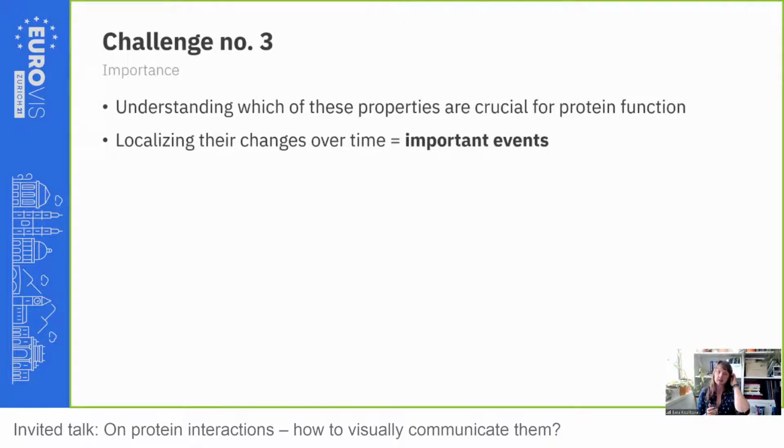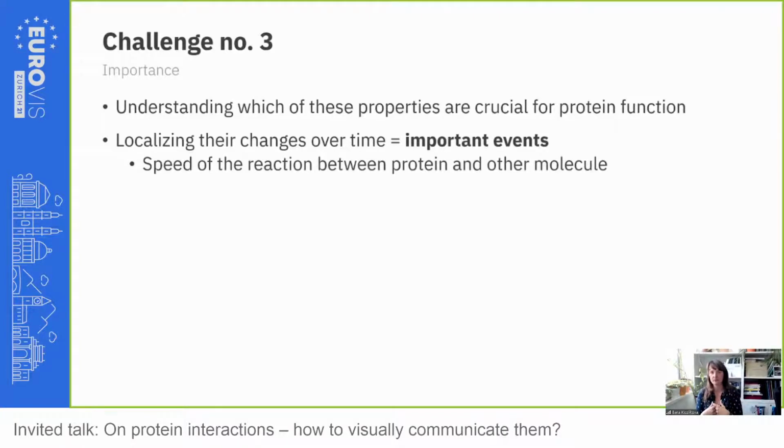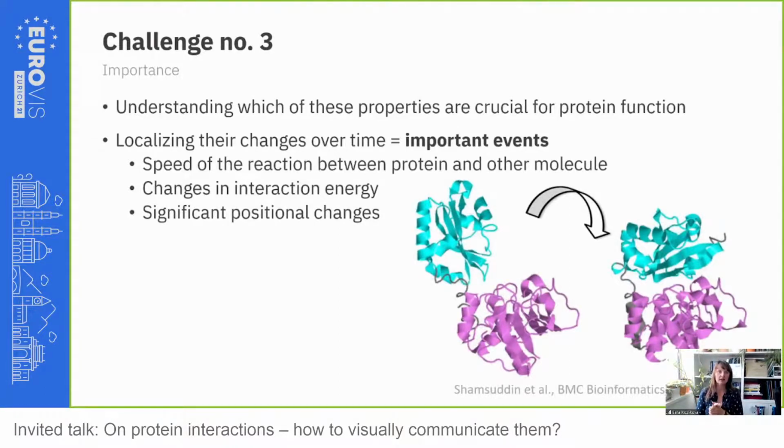And you will see that we were taking this concept also in some of our papers, which I will be discussing in a bit. So we need to figure out where some important thing is happening, and this part of the simulation is worth it for the biochemist to explore, and the rest of the simulation can be omitted because there's nothing important happening. So what could be such an important event? For example, it could be the speed of the reaction between a protein and another molecule, or a change in the interaction energy. Or a more geometric property could be some significant positional change in the protein itself.